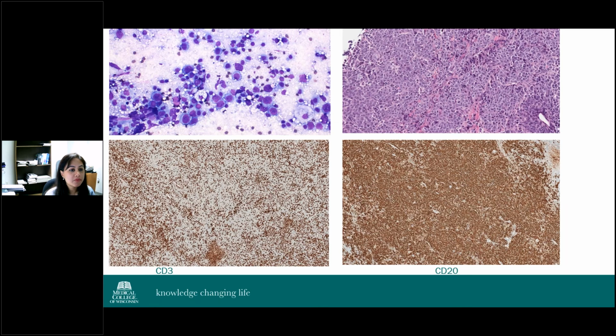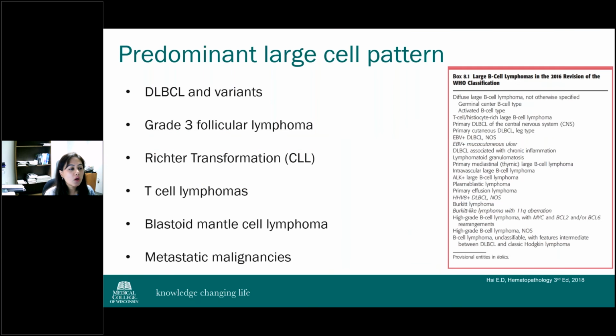The excisional biopsy on this showed effacement of the lymph node architecture by these medium to large sized atypical lymphocytes, which were all CD20 positive. There was a significant number of T cells interspersed in there, which you can see on the CD3 immunostain that we performed. And if you go back to our touch prep or the aspirate, we can see that the smaller lymphocytes probably represented these T cells. So a predominant large cell pattern can be seen in diffuse large B-cell lymphoma and its variants.